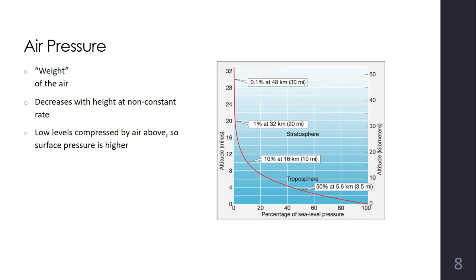Low levels are compressed by the air above, so the surface pressure is much higher than it is the further you go up into the atmosphere. 90% of the atmosphere, or 90% of its weight, is in the lowest about 10 miles. So if you think about just the mass and the weight of the air, most of it is being held closely to the planet's surface. Gravity is stronger near the surface than it is the higher you go in altitude.